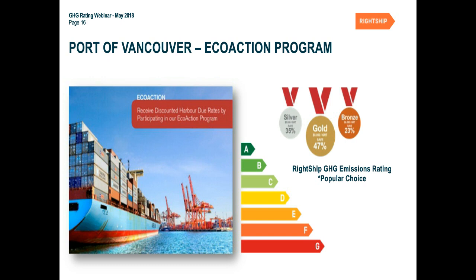So we've got up on the screen there Port of Vancouver with their Eco Action program. For those who haven't heard about it before, for more efficient ships, you can receive a discount on your harbour due rates by participating in their program. It's one of the most popular port programs out there, and you can see there that RightShip, our GHG ratings, a really popular choice. So with the Port of Vancouver Eco Action program, you can receive up to 47% off your port dues, which is quite a significant benefit for those investing in efficiency.